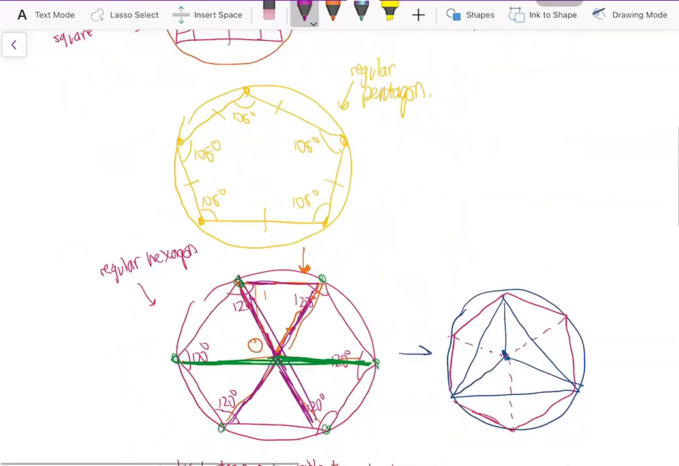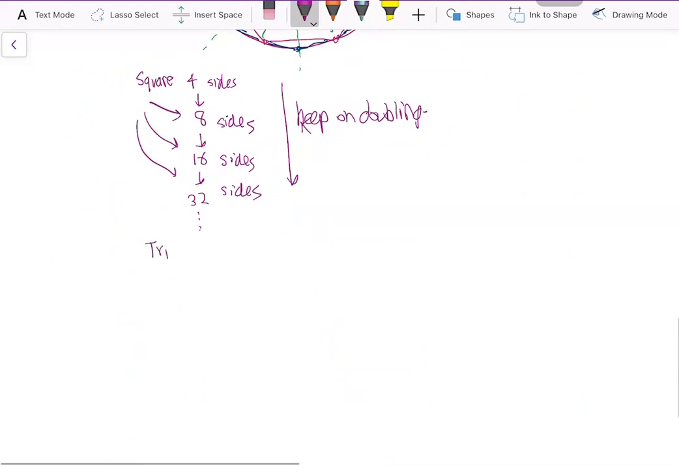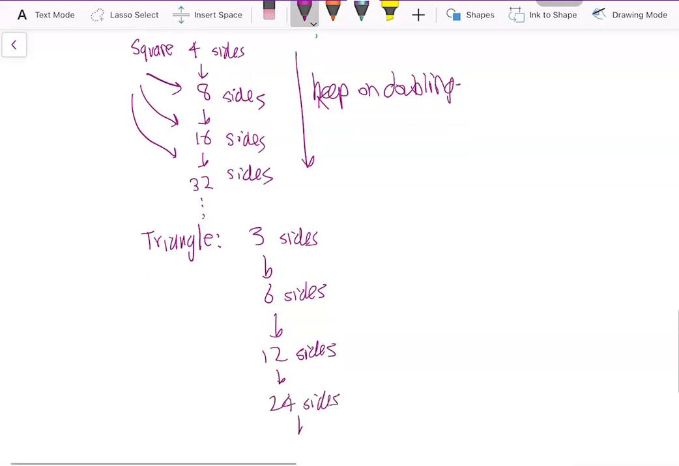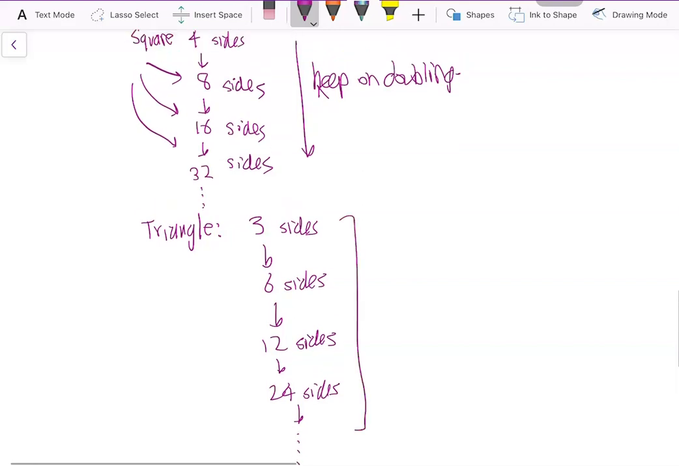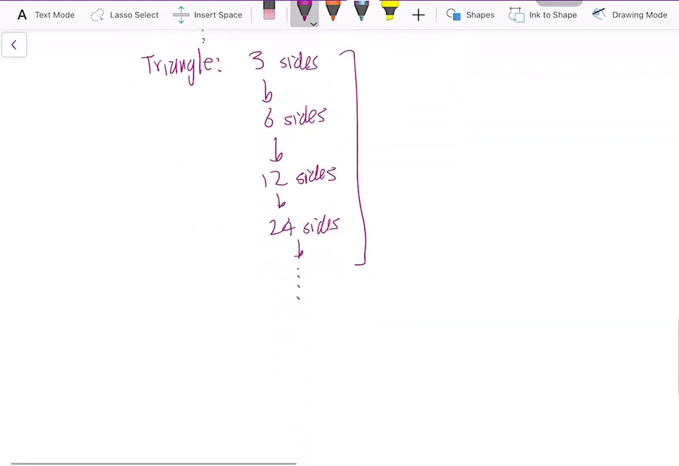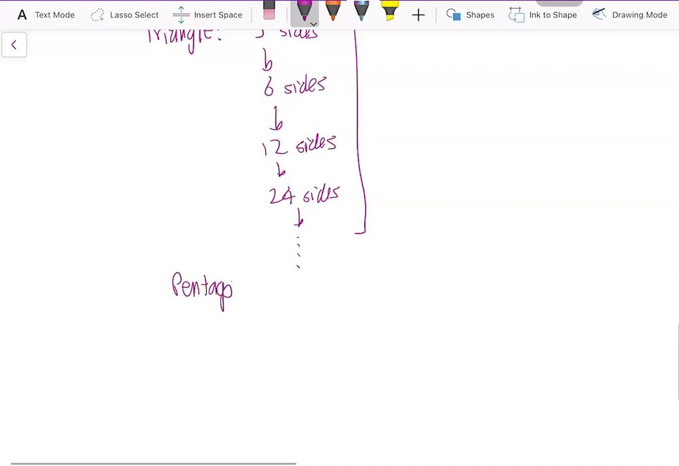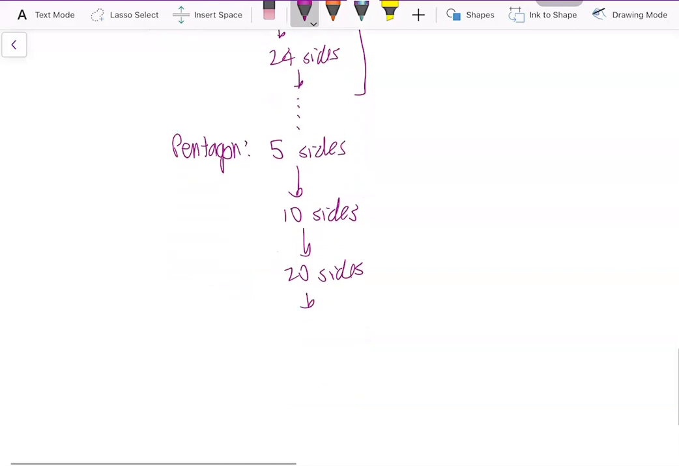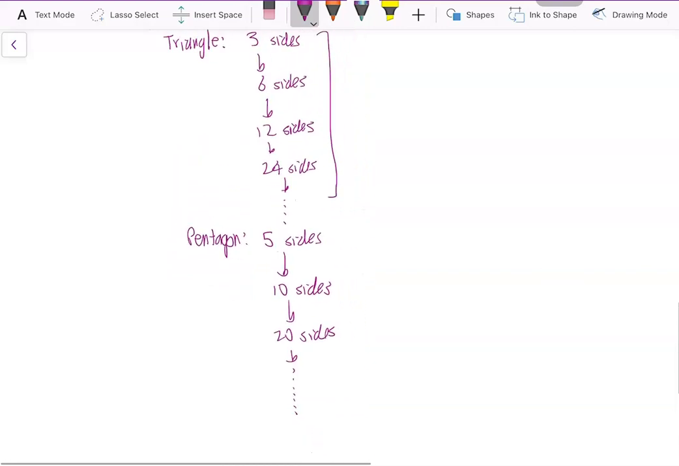And similarly for the triangle, again you can keep on doubling. So with 3 sides, you can construct a 6-sided one, you can double it to construct a 12-sided one, and 24 sides, and so on. So all these regular polygons can be constructed. And again, using the pentagon example, it has 5 sides. You can double it to get 10 sides. You can double again to get 20 sides, and keep on doubling, and so on. All these regular polygons can be constructed.